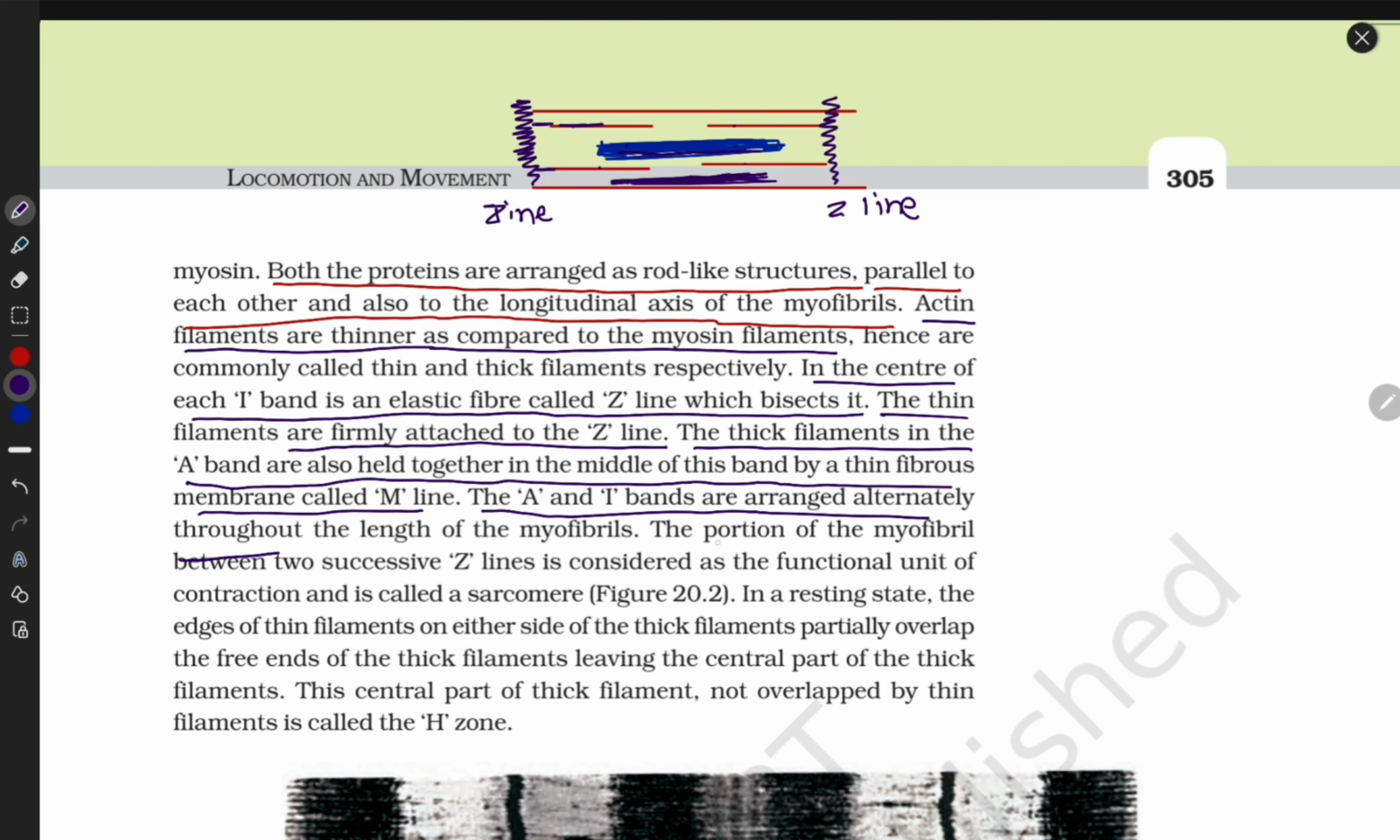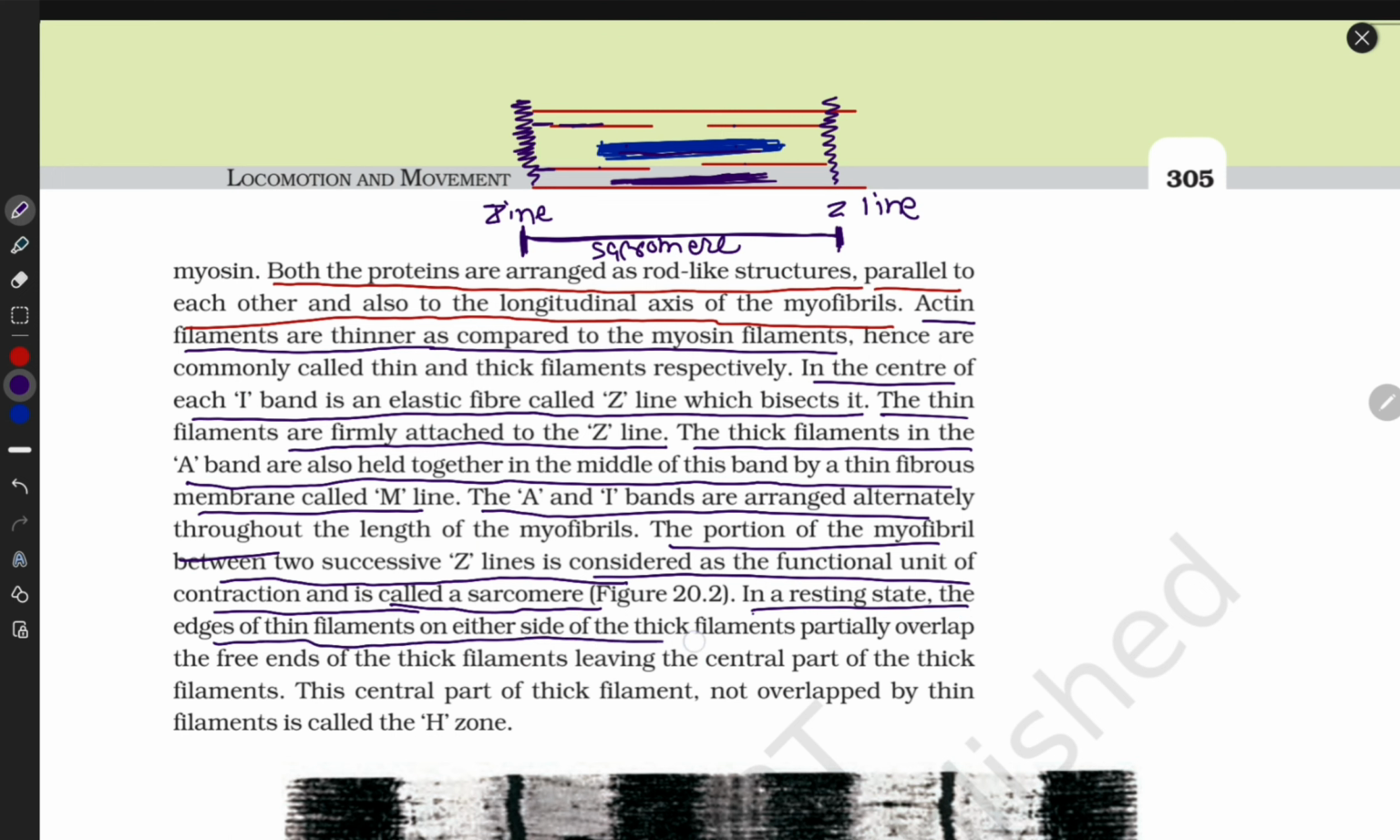Clear guys? The portion of myofibril between two successive Z lines is considered the functional unit of contraction and is called a sarcomere. Here to here, this whole content between two Z lines, we call it a sarcomere. In a resting stage, the edges of the thin filaments on either side of a thick filament partially overlap the free ends of the thick filament, leaving the central part of the thick filament. The central part of the thick filament not overlapped by thin filament is called the H zone. This zone never overlaps with actin at resting phase.